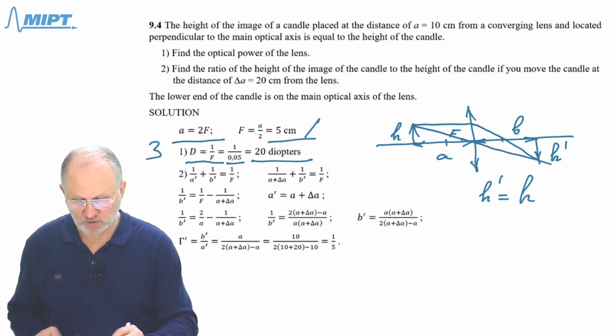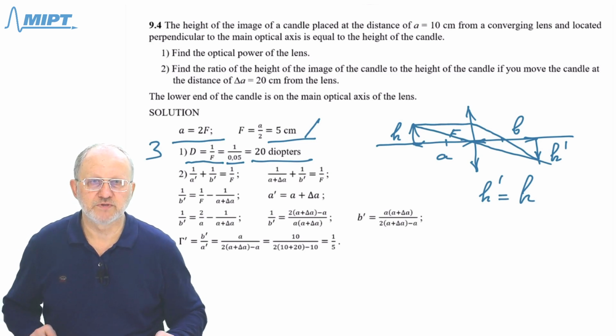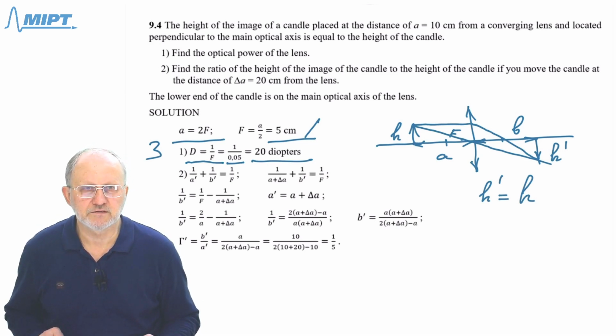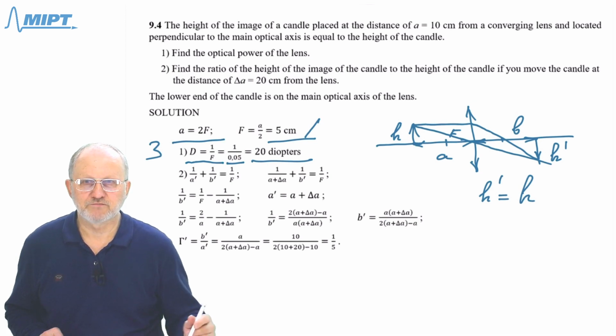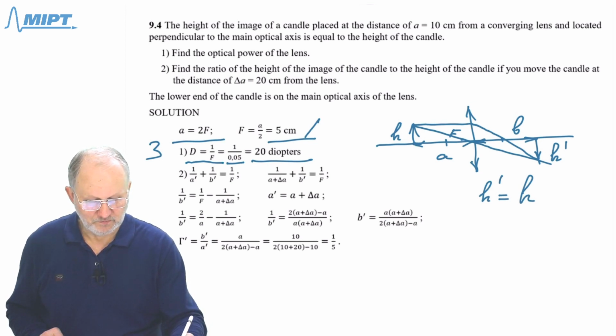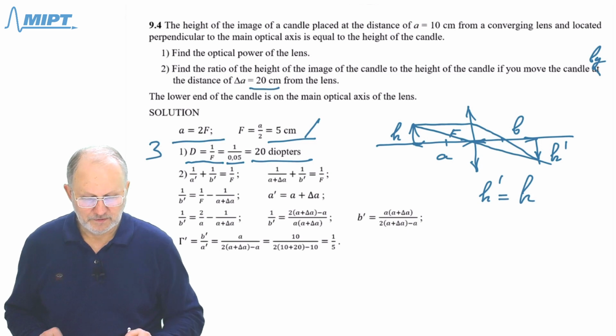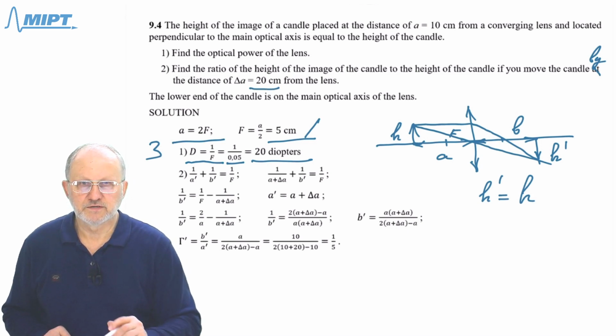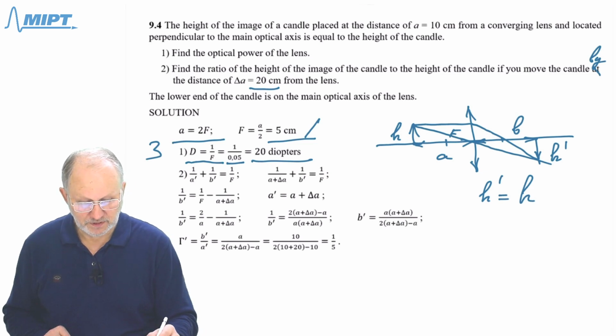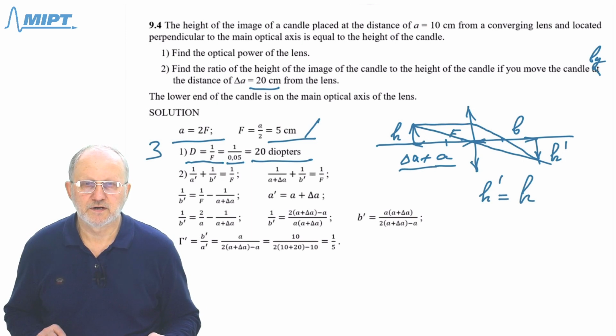So the second question to this problem is, find the ratio of the height of the image of the candle to the height of the candle if you move the candle at the distance of delta a, 20 centimeters, from the lens. Actually, the author of this problem meant by this question that the candle was shifted by 20 centimeters. So the new distance is not 20 centimeters. The new distance of the candle from the lens is the previous distance a plus delta a.